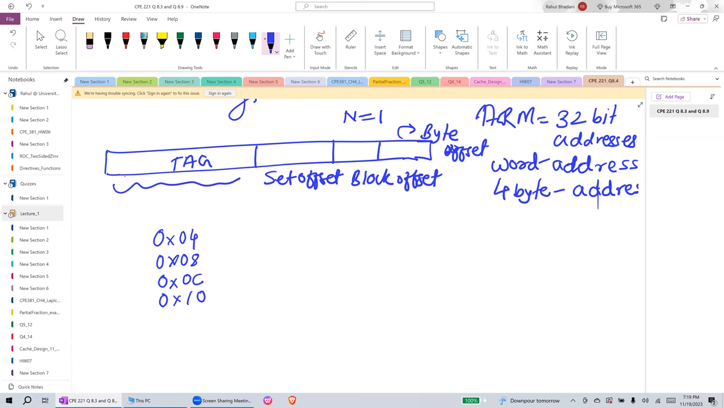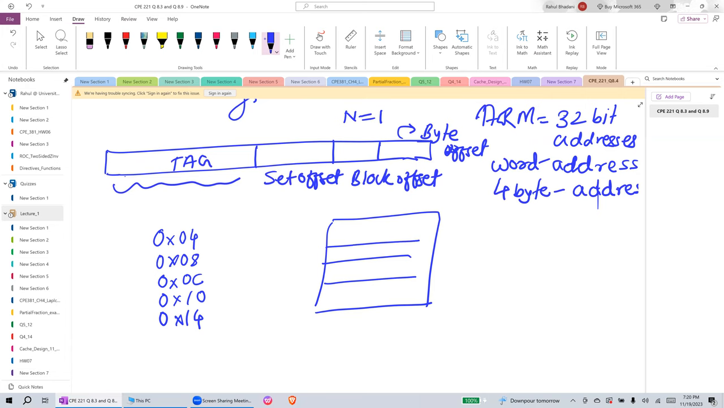Let's see. If you have a direct mapped cache, let's assume we have a 32-bit address, and let's say we have eight sets. So log base 2 of 8 equals 3 bits. So 3 bits will be used to choose a set.